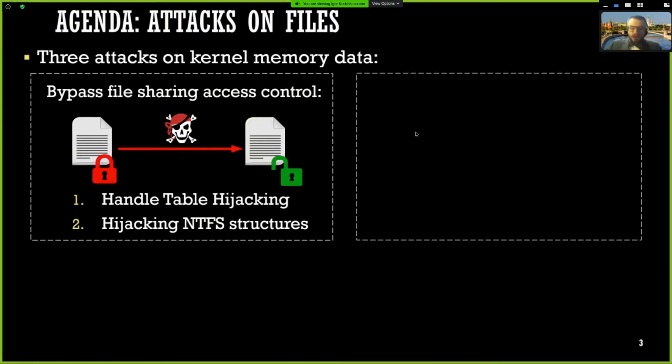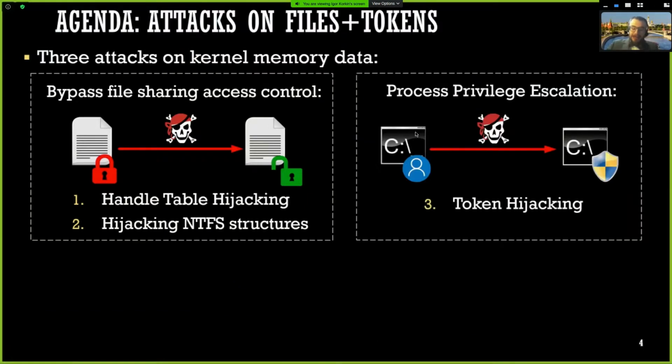Today, I'm going to talk about 3 hypothetical attacks, 3 new attacks on kernel data. 2 of them show a way how to read and overwrite files opened without shared access. And another one shows how to elevate process privileges. All these attacks are based on patching memory data, and they do not trigger any Windows security mechanisms. I have discovered a technique that can prevent this kind of attacks.